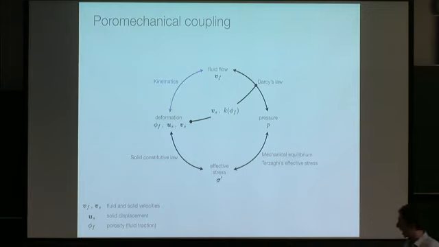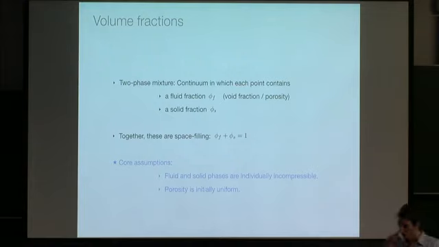In terms of kinematics, I'm going to go through each of these little branches in the circle, and I'll try not to dwell too much. But please interrupt me with questions if anything is unclear or confusing, because my terminology will probably be slightly different. Hopefully this is non-controversial. The idea is that what we have is a two-phase mixture. I'm going to focus on a single solid with a single fluid in the pore space. This is a continuum in which each point contains a volume fraction of fluid and a volume fraction of solid.